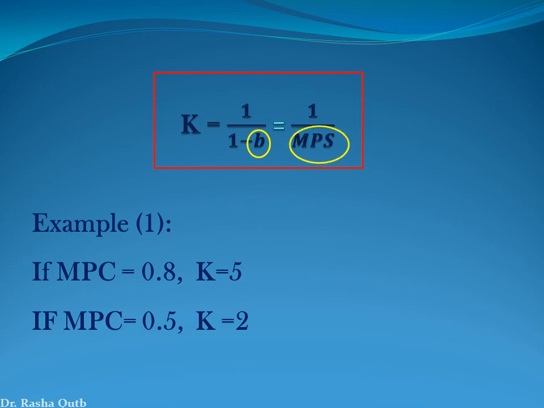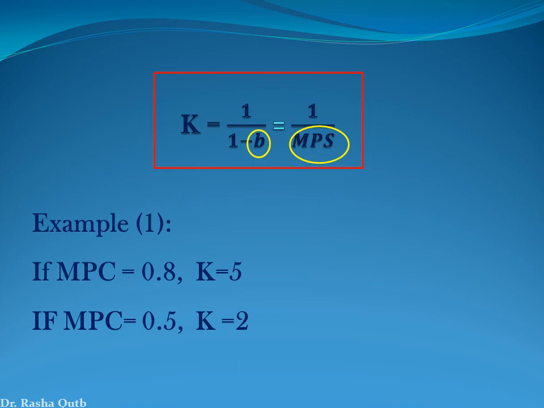How? By thinking about this example, we will understand. Suppose that the MPC in a given economy equals 0.8. What does it mean? It means that for any increase in income, the household sector will direct 0.8 of this income to consumption, and the rest will be saved.